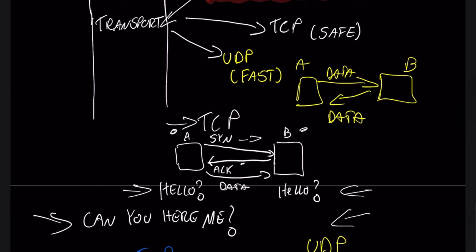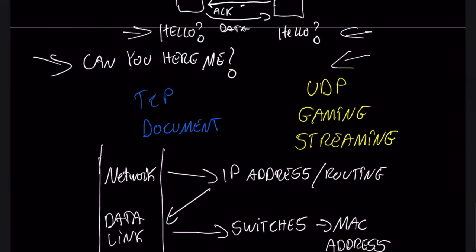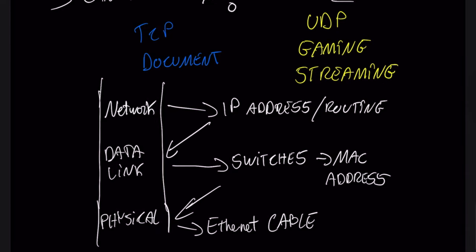But UDP basically just starts sending data across. It doesn't really care too much if B is replying or not. It's just sending data, and B sends data back to A in the same way. So you can have connections that start with TCP, then move on to UDP very easily. An example of the differences: if we're transferring a file, a document, we need the whole document to be preserved, so we would use TCP.